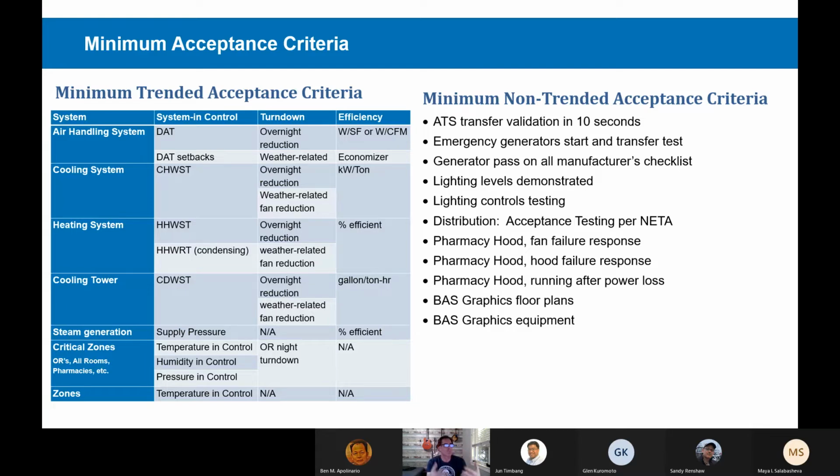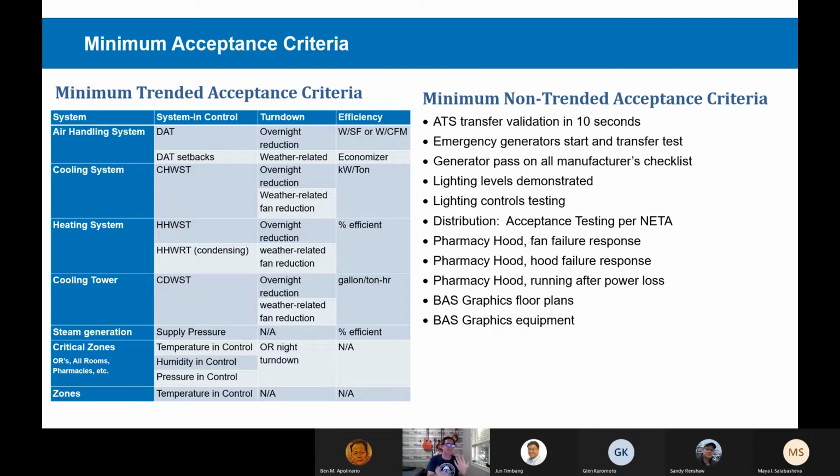So for example, if we have a boiler, first you would want to see that the temperatures are in control. You'd want to see that the pressures are in control, the flows are in control. Those are the system in control acceptance criteria, which are really prerequisites to anything else. Next, we should see turn up and turn down. We should see turn down at night, turn up during the day. We should see turn down when it's warm outside and turn up when it's cold outside. And then we want to see efficiency. We should look at the BTUs in the heating loop, divide that by the BTUs in the gas line upstream, and we all want to see that number over 80% for a heating system.